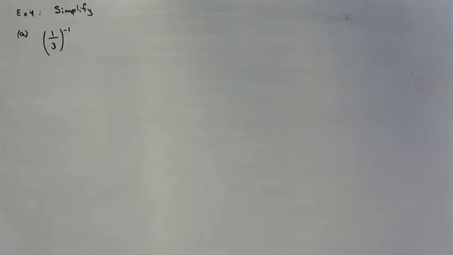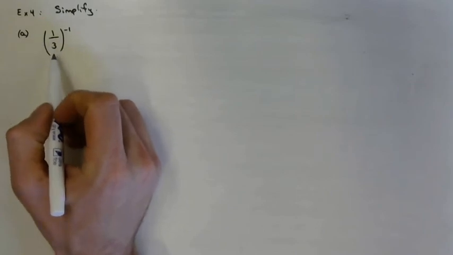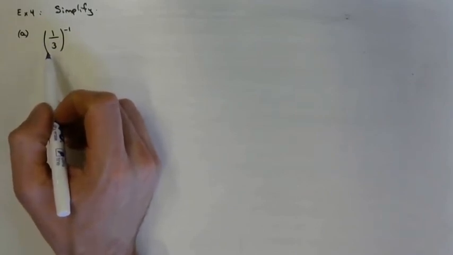Example 4 uses the exact same laws, but this time we have fractional bases. So the base is 1/3. Okay, and you're going to need to get good at this because, I mean, in exponential decay, the base is always going to be a fraction.